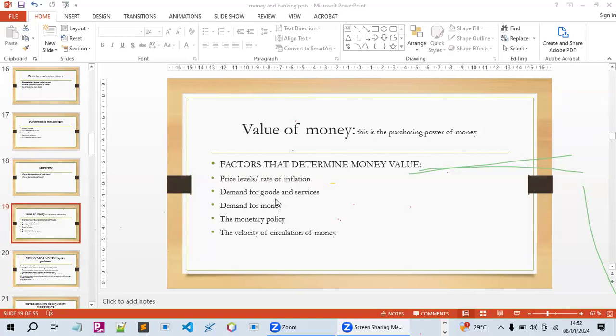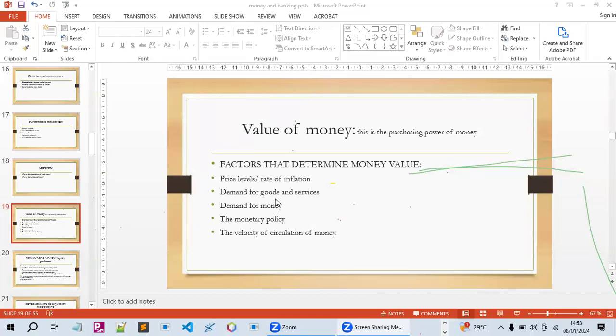Oh, okay, then the monetary policy. A restrictive monetary policy, as I said, is the deliberate attempt by the government through the central bank to regulate the amount of money in circulation. And this is done through the restrictive and expansionary policy. The restrictive is where it reduces the money supply, hence increasing the money value, while an expansionary monetary policy increases money supply, hence reducing the money value.